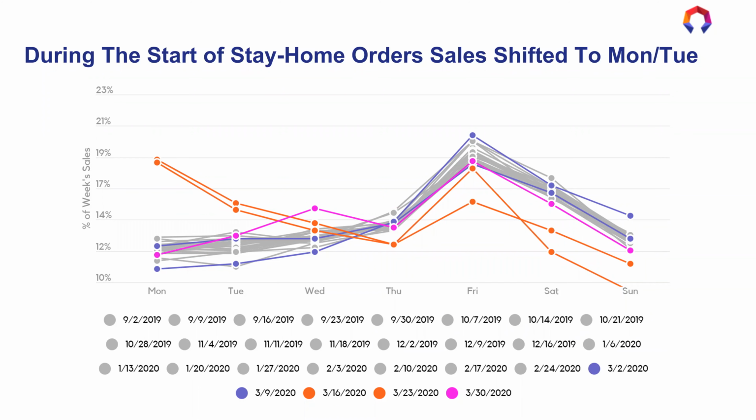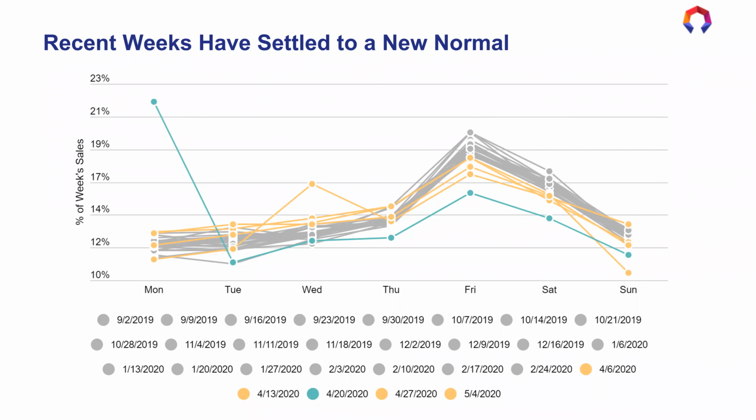Now that we have settled into this new normal, what we found is that while Fridays still generally are the largest day for sales, that percent influence has decreased quite a bit. So sales on Fridays are about 6 to 7% less of the week than they used to be. And on Saturdays, that's 4 or 5% less. That's all been shifted earlier into the week. So a lot more Monday, Tuesday, Wednesday, Thursday shopping than there used to be.